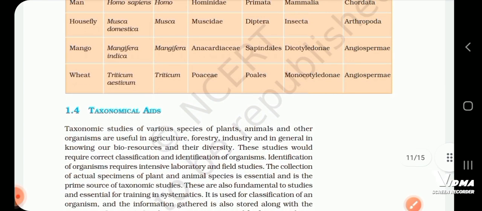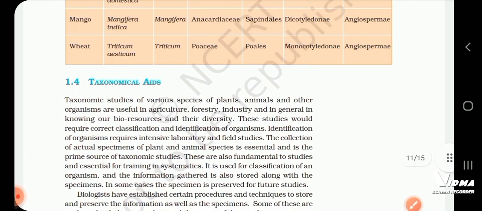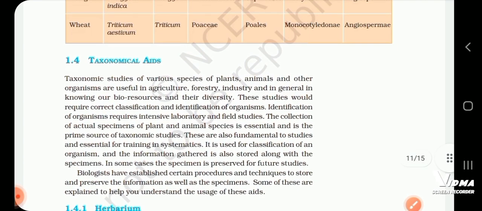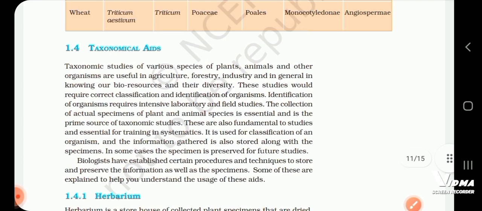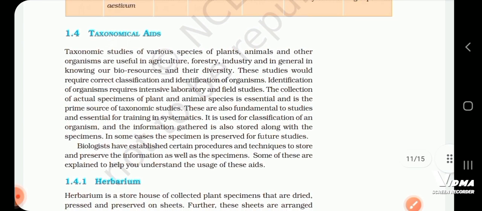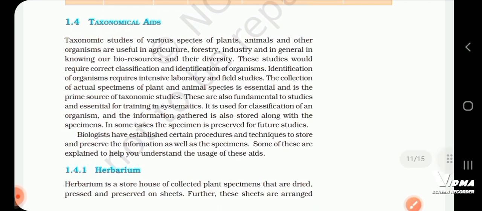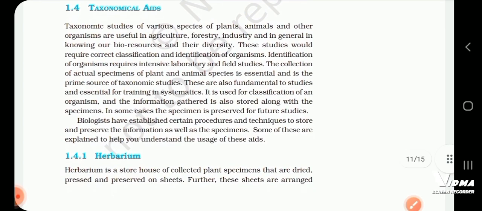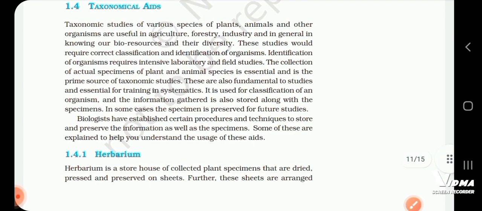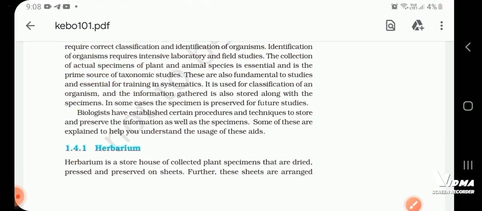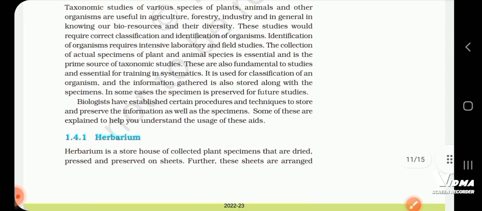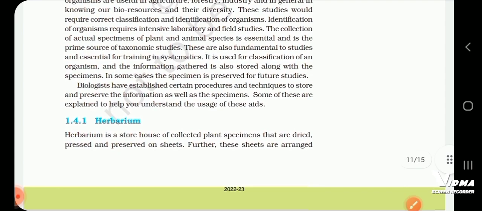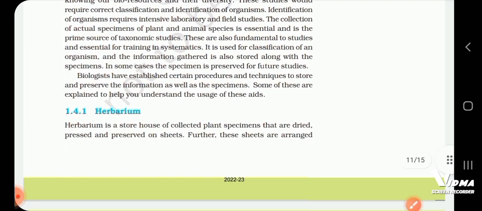Taxonomical aids. Taxonomical studies of various species of plants, animals and other organisms are useful in agriculture, forestry, industry, and in general in knowing our bio-resources and their diversity. These studies would require correct classification and identification of organisms. Identification of organisms requires intensive laboratory and field studies. The collection of actual specimens of plants and animals is essential and is the prime source of taxonomic studies. These are also fundamental to studies and essential for training in systematics. It is used for classification of an organism, and the information gathered is also stored along with the specimen.